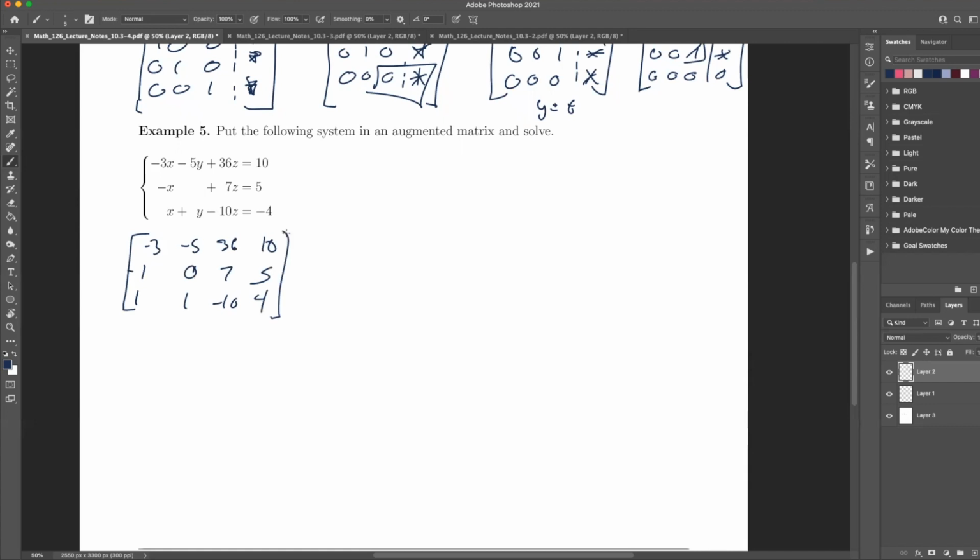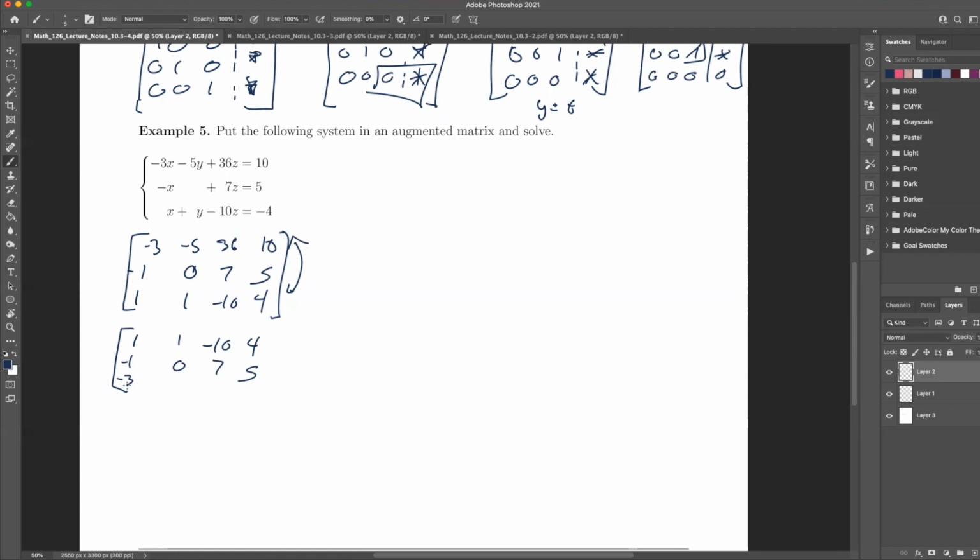Well, I could divide this by -3 and get a mess, right? Or I could just move the entry that has a 1 up top. So according to a little algorithm, we're just going to swap what row these are. There's no reason not to do that. Okay, so we're just going to swap those rows.